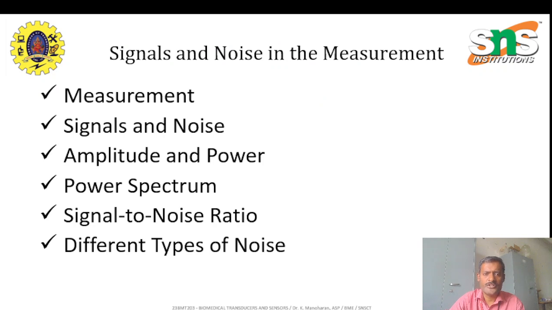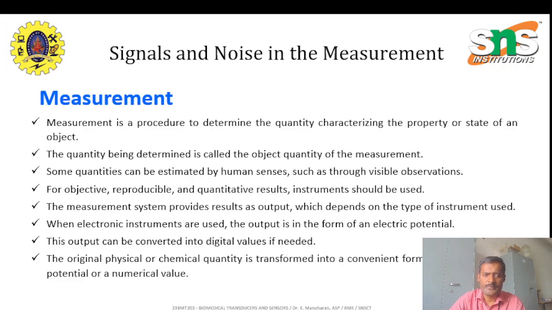Here we are going to see measurement, signals and noises, amplitude and power, power spectrum, signal to noise ratio, and the different types of noise that will affect the system. The first one is measurement. Measurement is a device that will be used to determine the quantity, characteristic, property, or we can say the state of an object. What is the state of the present object will be measured by using this measurement. It determines the quantity, characteristic and properties. The quantity being determined is called the object quantity of measurement.